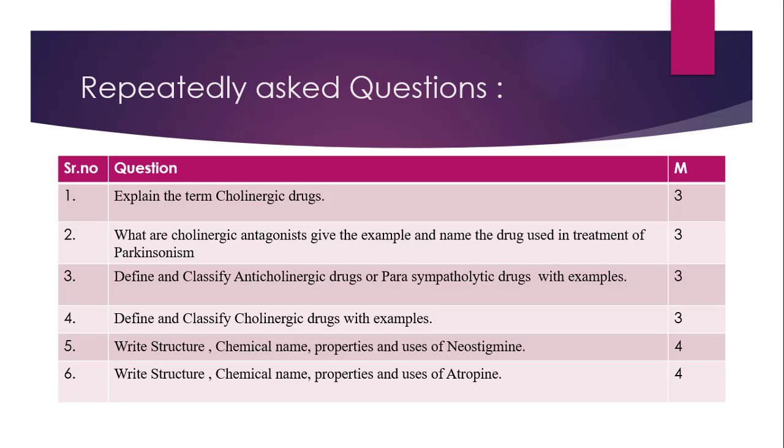Now question number 5 says, the complete drugs you have. The drugs are: write the structure, chemical name, properties, uses of neostigmine. And the same question is next: write the structure, chemical name, properties, uses of atropine. So these were a few of the questions. Now in this structure, chemical name, properties, uses, each quality comes for 1 mark. Each parameter is for 1 mark. So since there were 4 parameters here, I have added 4 marks.